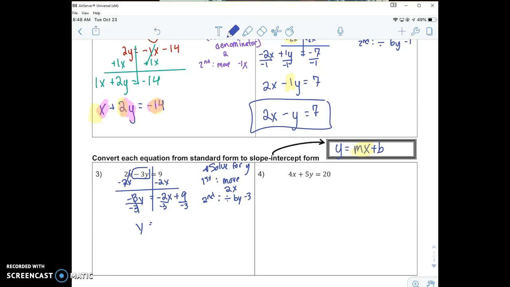-2 divided by -3. I want my answer as a fraction. In my calculator, I get positive 2/3, and I keep the x. 9 divided by -3 is -3. So in slope-intercept form, our equation is y equals 2/3x minus 3, where 2/3 is our slope, and -3 is our y-intercept.